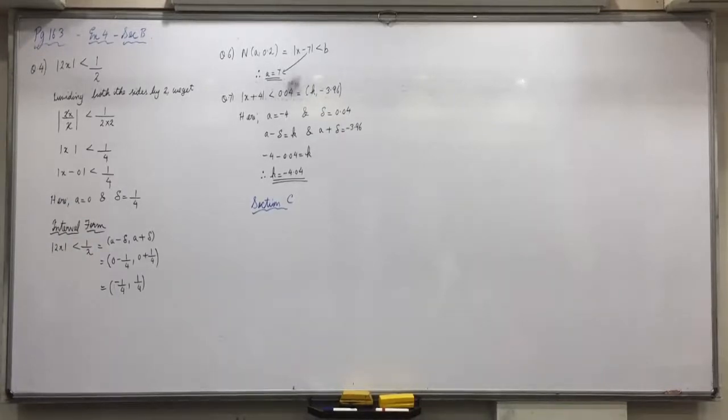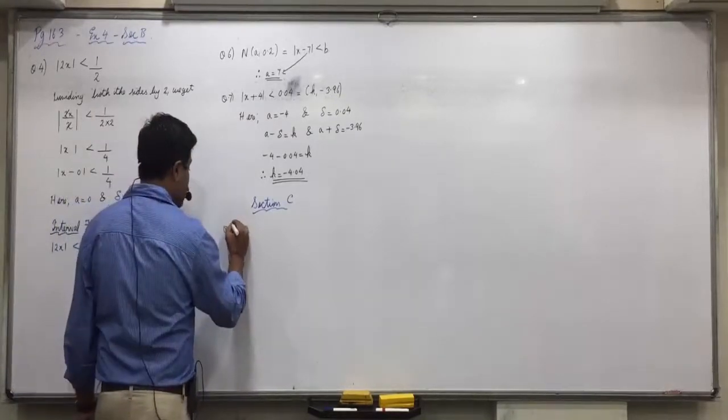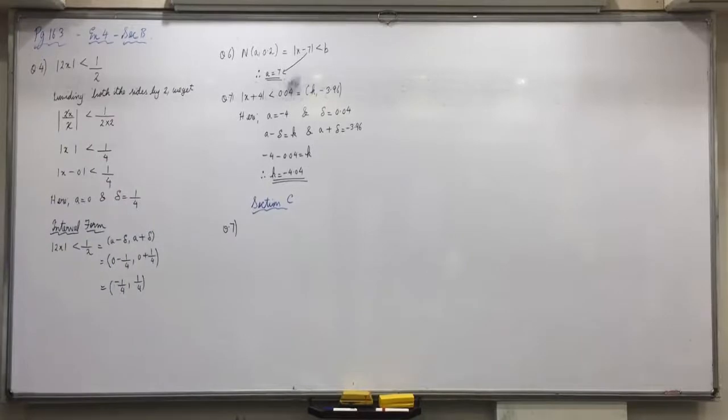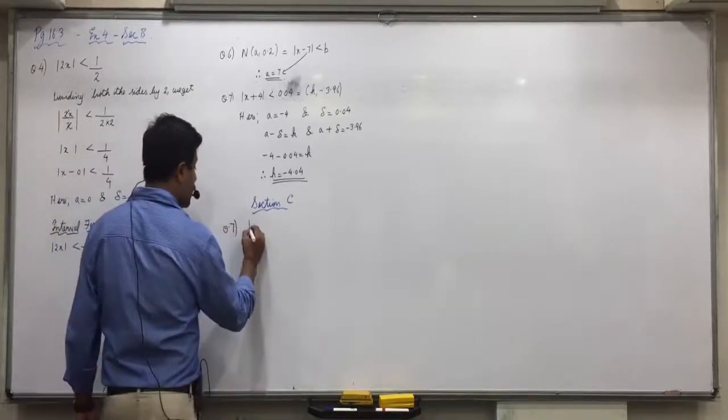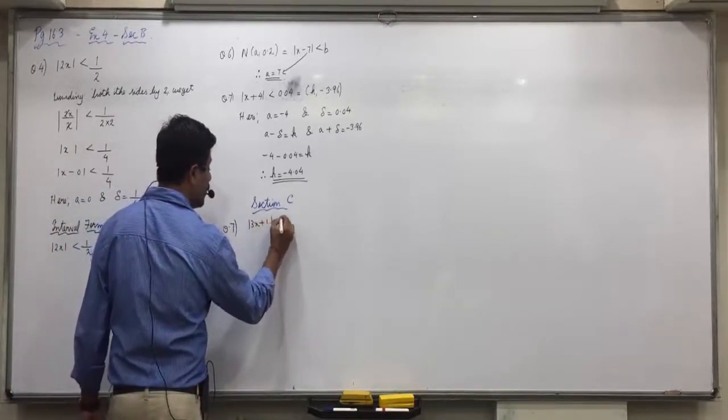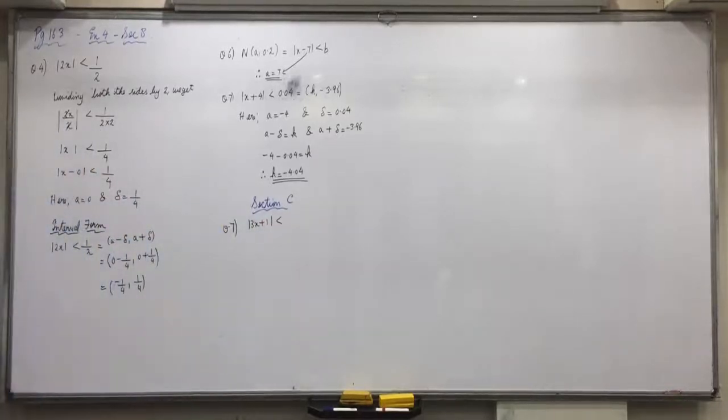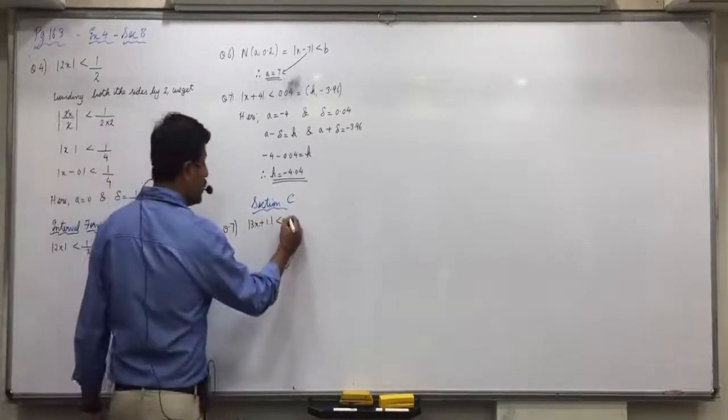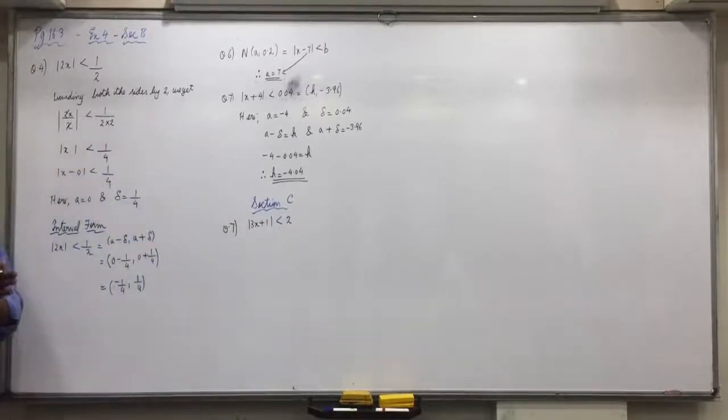Look at 7th. Yes, 5 and 6 is also homework. You must try that on your own also. Look at question number 7. Modulus 3x plus 1 less than 2. You have to express in neighborhood form and interval form. Raise your hand. What will you do first?